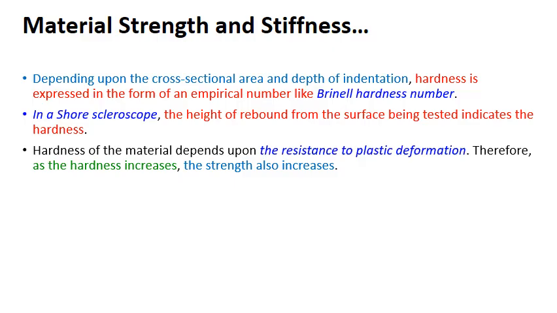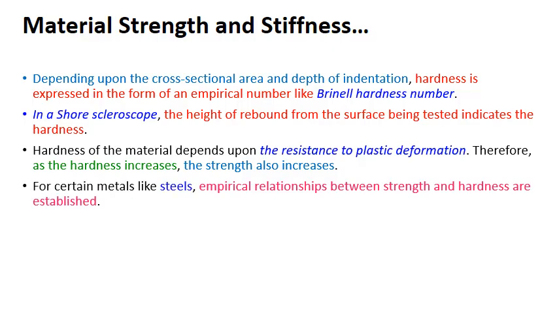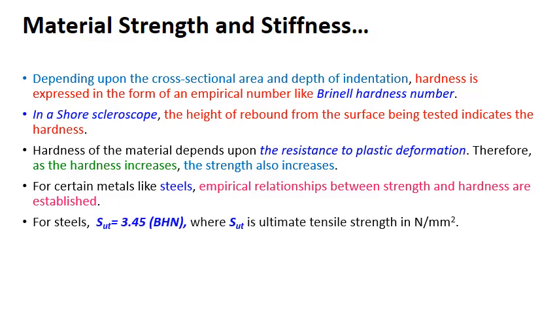Therefore, as the hardness of the material increases, the strength also increases, and hence the wear resistance too. So for certain materials like steels, researchers have already developed some empirical relationship between strength and hardness. You can right away use that in design. For example, ultimate tensile strength is approximately equal to 3.5 times the Brinell hardness number. So you can use this if you know the hardness, to get the tensile strength. For most steels, this empirical relationship can be used. Okay.